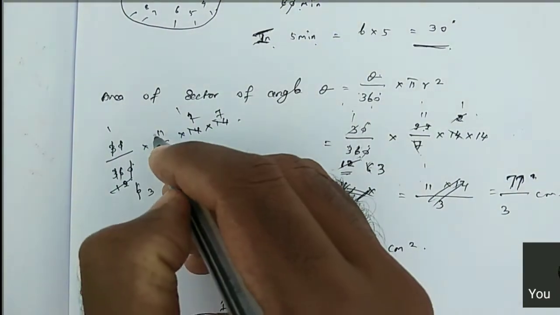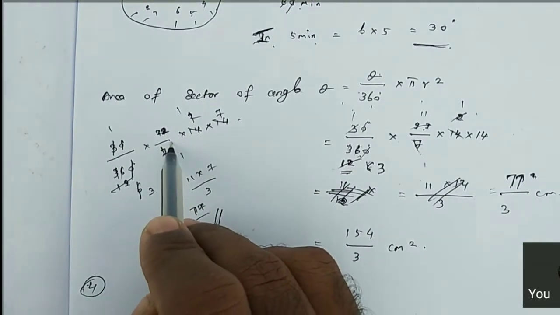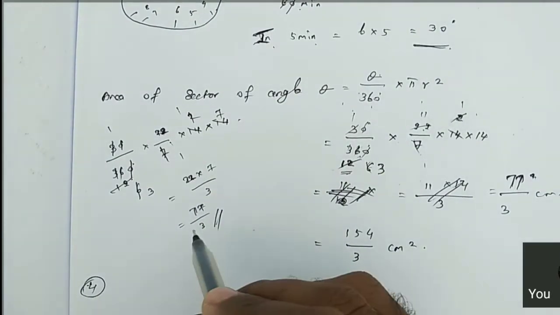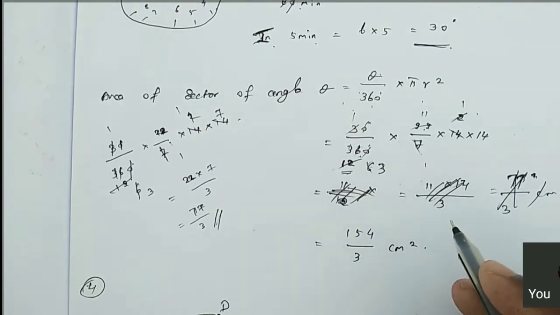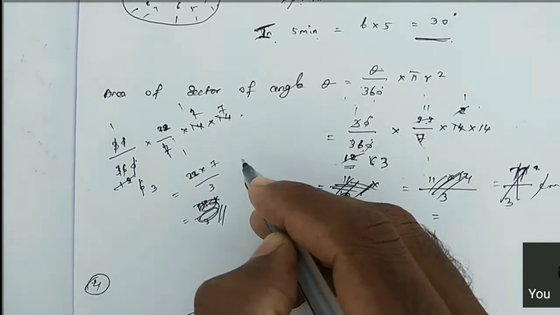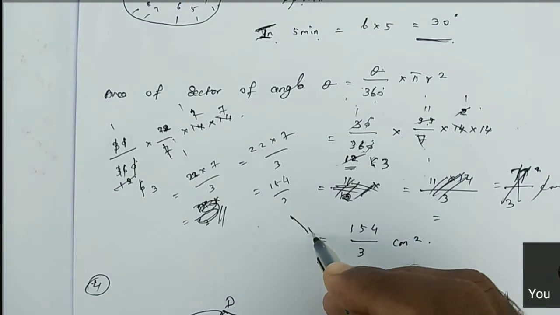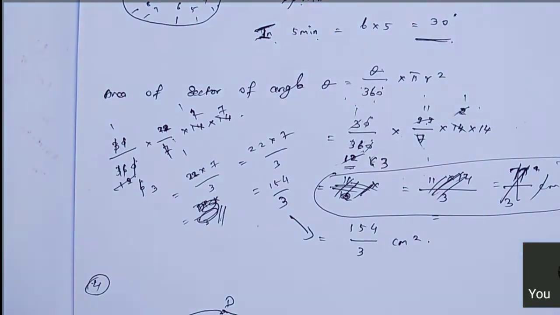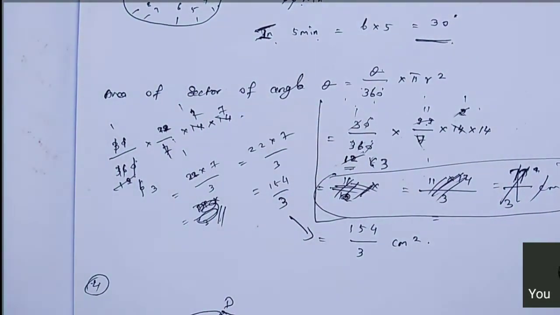Where is it? Here. Here it is 22 only, no? Here 22. So 22 into 7 by 3. 22 into 7, what is it? 154 by 3. That is 22 into 7 by 3. That is 154 by 3. Clear? Any doubt? Are you all clear? Okay. Shall I move to the next problem?